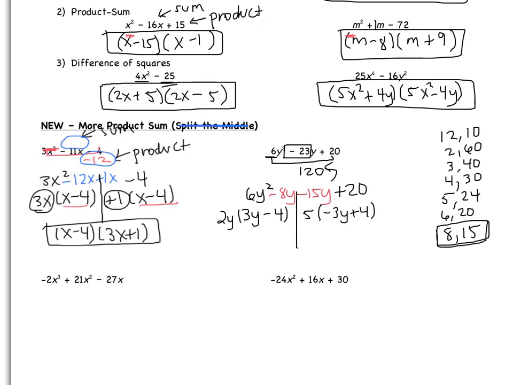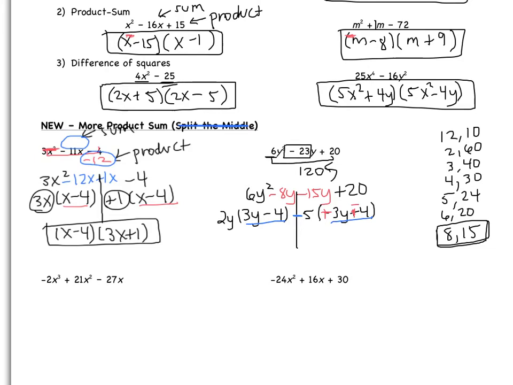I told you in the first example of split the middle that our parentheses need to match. In this case, I have 3y minus 4, and I have negative 3y plus 4. So they do not match. They're the same numbers, but opposite signs. So when I took out a positive 5, I really should have taken out a negative 5. If I take out a negative 5, this becomes positive 3 and negative 4, which is what I wanted.